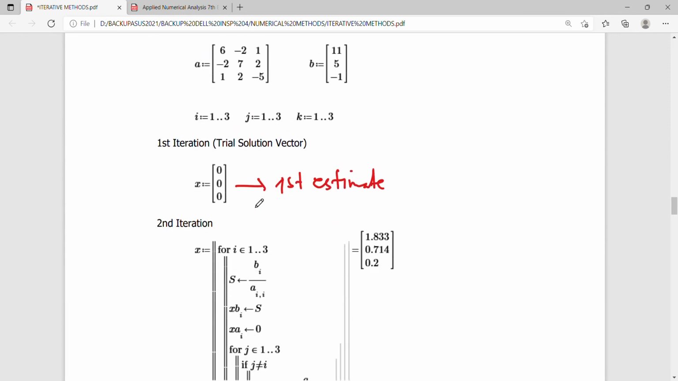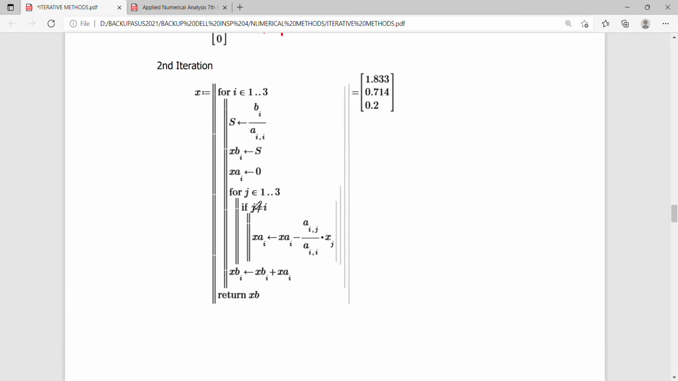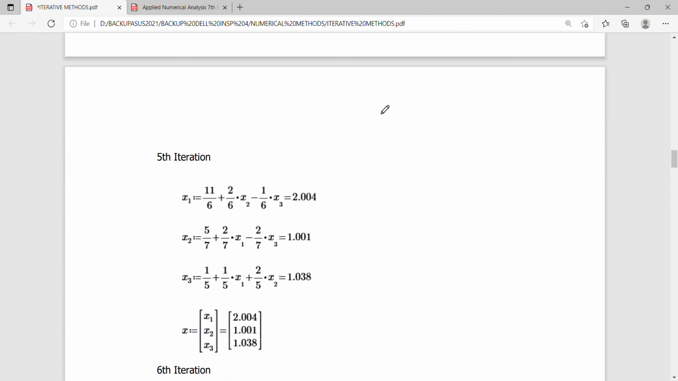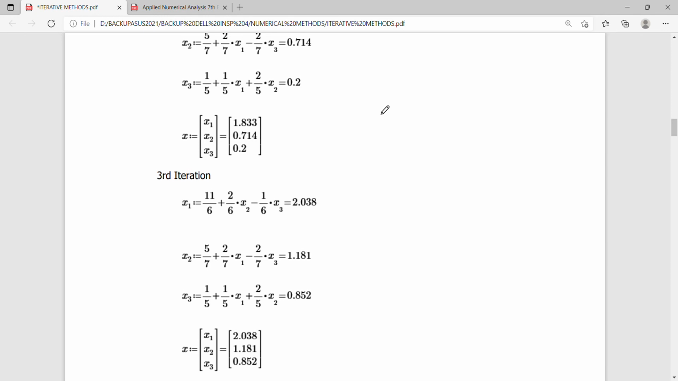The summation series has a loop that loops on the j range. This is the loop that I'm actually using to come up with the final value of the summation and then add it to the fixed value here of bi over aii. And then I returned it back to the x vector to get the second iteration. So take a look at the value I obtained from this computation. They're just the same.